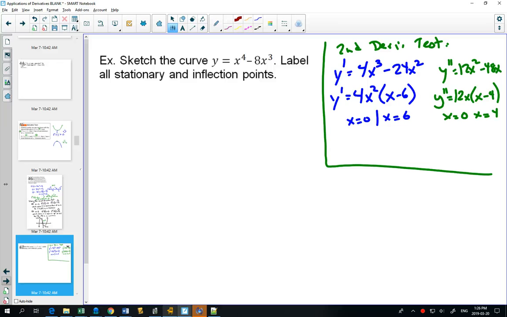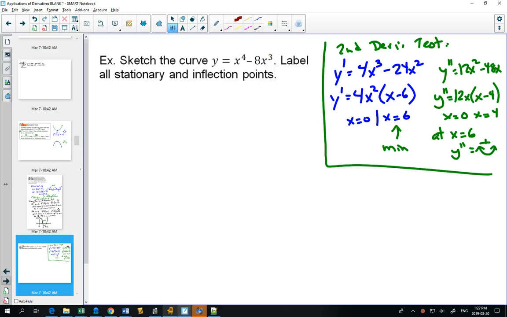Right away, I can tell that I can't tell from the second derivative test if 0 is going to be a maximum or a minimum, because my second derivative is equal to 0 there as well. I can't tell if it's concave up or concave down. But at 6, if I plug 6 into my second derivative, my second derivative is going to be positive and concave up. I know that this is going to be a minimum. That's just my second derivative test.